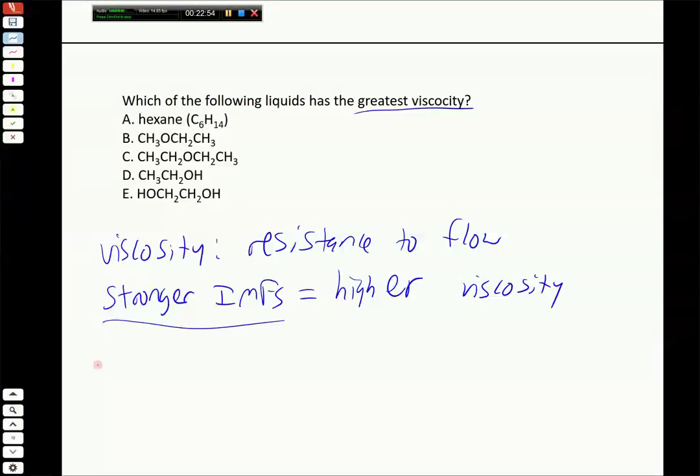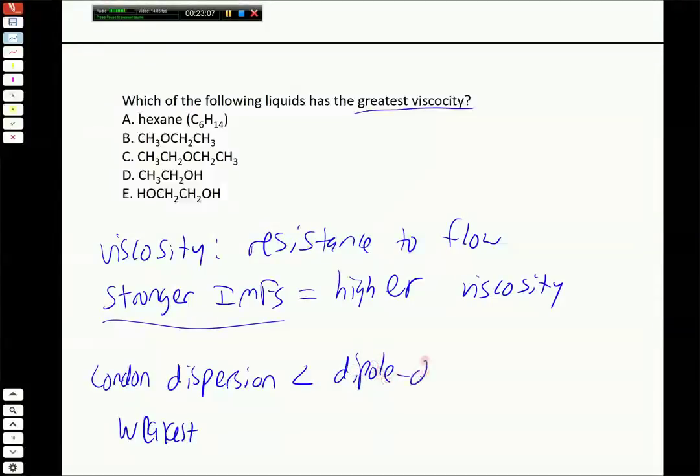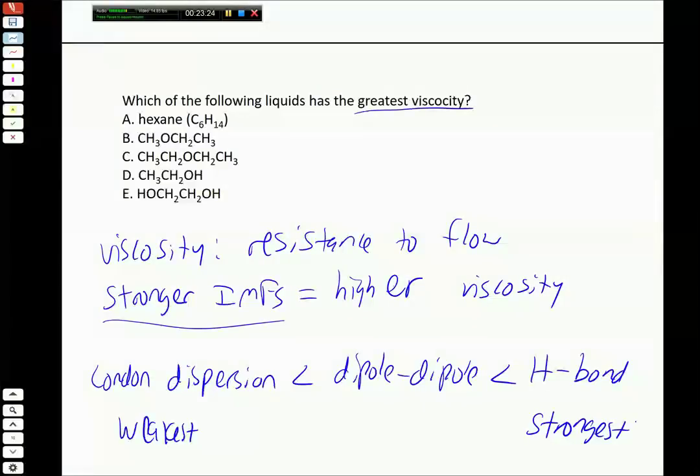We have London dispersion forces, which are the weakest. We have dipole-dipole, which is sort of next. And then we have hydrogen bonds, which is the strongest intermolecular force. Hydrogen bonds are just a special type of dipole-dipole forces that's especially strong. And so let's look at all these substances and figure out which of these intermolecular forces are in play.